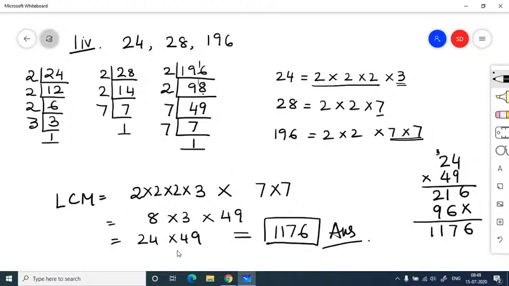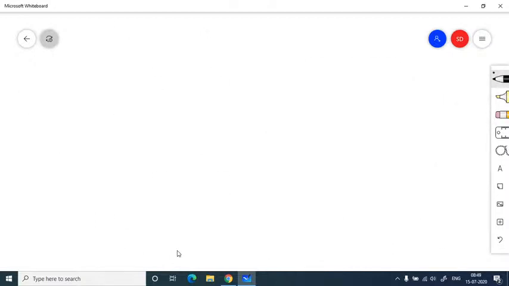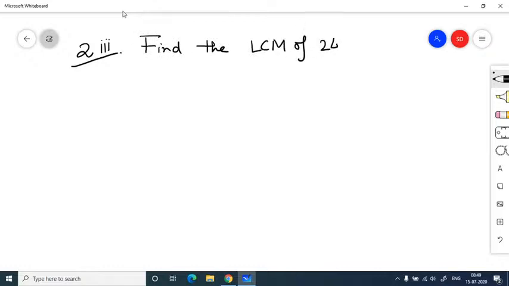Now let's move on to the division method. Question number 2, subpart 3. Find the LCM of 24, 40 and 84.